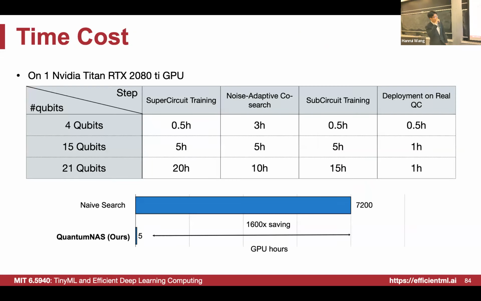Okay, so another thing is that because we are using the weight sharing super circuit, we expect that it can save us some search cost. That's also the case that we show here. So basically, using this quantum search method, if we search for, say, a 10-class classification task, we can reduce the search cost by around 3 orders of magnitude.